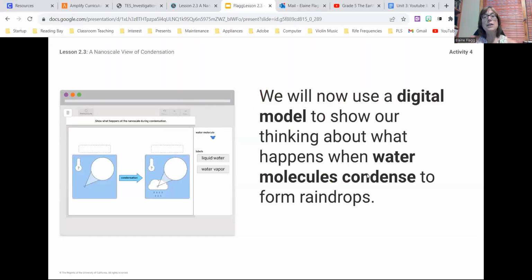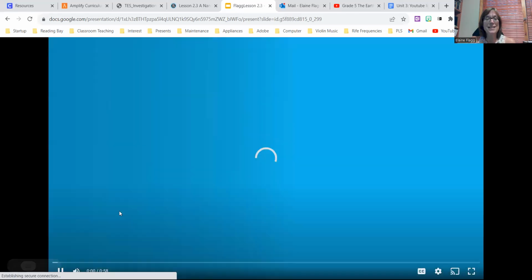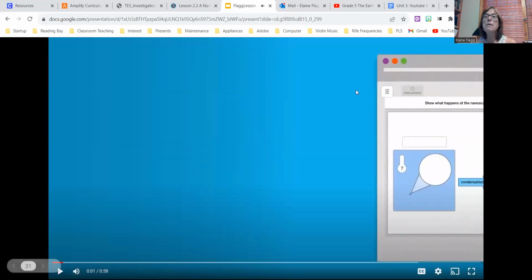Okay, so now we are going to reflect a little bit on raindrops. And we're going to use the digital model to show our thinking about what happens when water molecules condense to form raindrops. Oh, there it is. Let me make sure you can hear my sound. Let me share my sound with you. Okay, here it is.